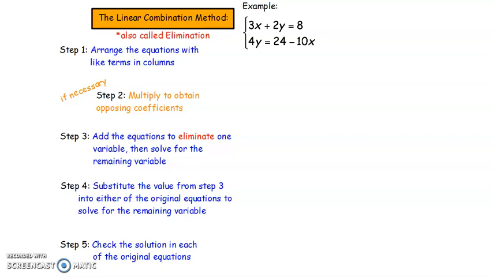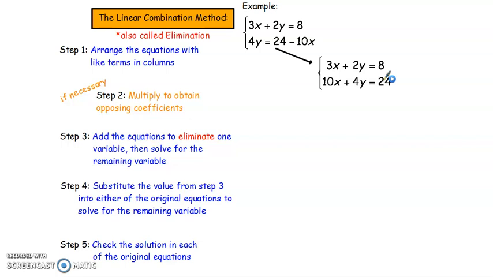So our first equation looks really good, but in our second equation we need to move that 10x over to the left side. So the first thing I'm going to do is add 10x to the right in order to get that 24 all by itself. And on the left side, we're going to add 10x to 4y. So now we've got our x's, our y's, and our constants all lined up.